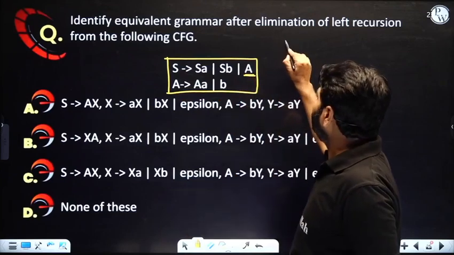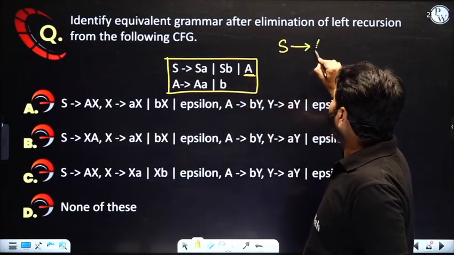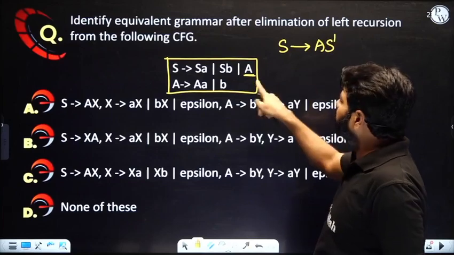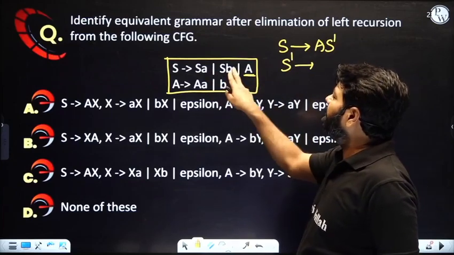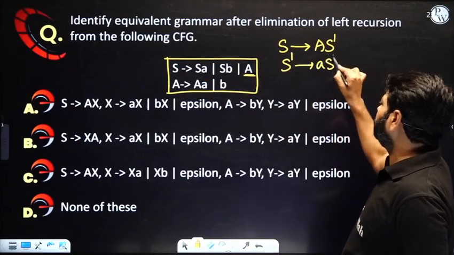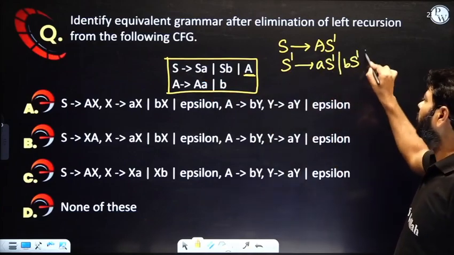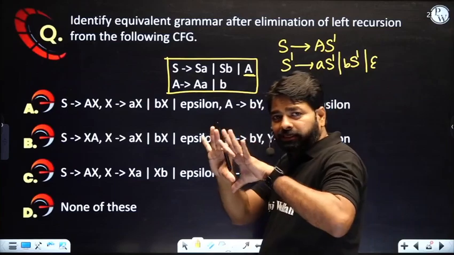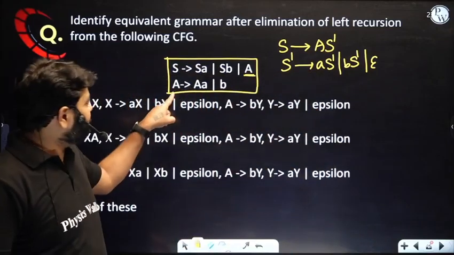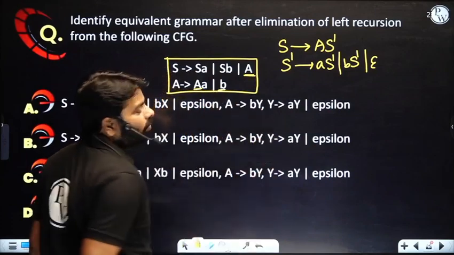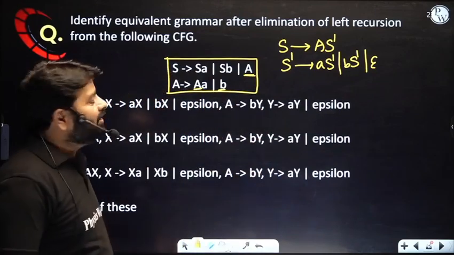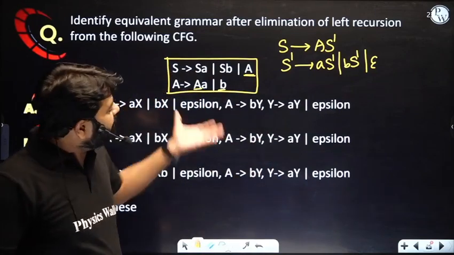So in step 1 you have S derives A S dash. As these are only non-left recursive terms, what does S dash do? It will repeat A and B using right recursion, and S is done. But when you are doing capital A, you need to substitute. Do you have any S here? No. Substitution is not required. So directly eliminate left recursion.